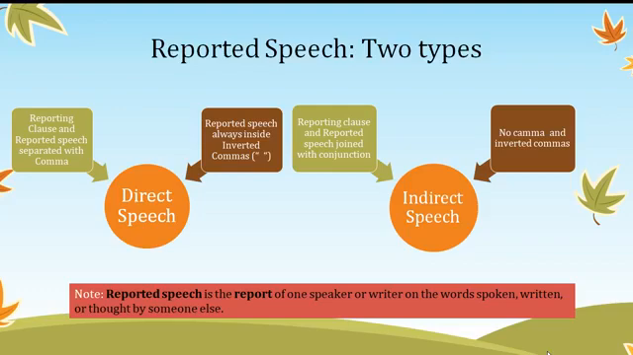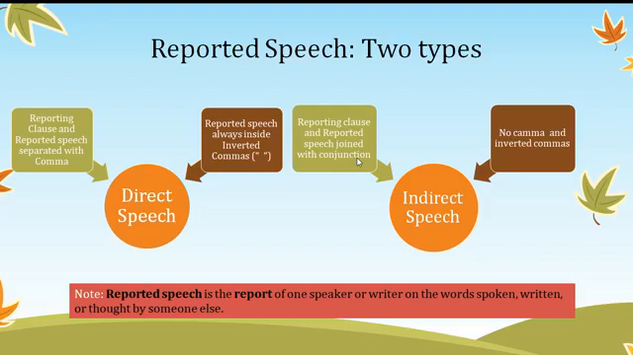Now let's go to indirect speech. In indirect speech, the reporting clause and the reported speech join with a conjunction. Look at there, I am showing with the mouse pointer to you. In direct speech, the reporting clause and the reported speech are separated with a comma. But in indirect speech, the reporting clause and reported speech join with a conjunction.